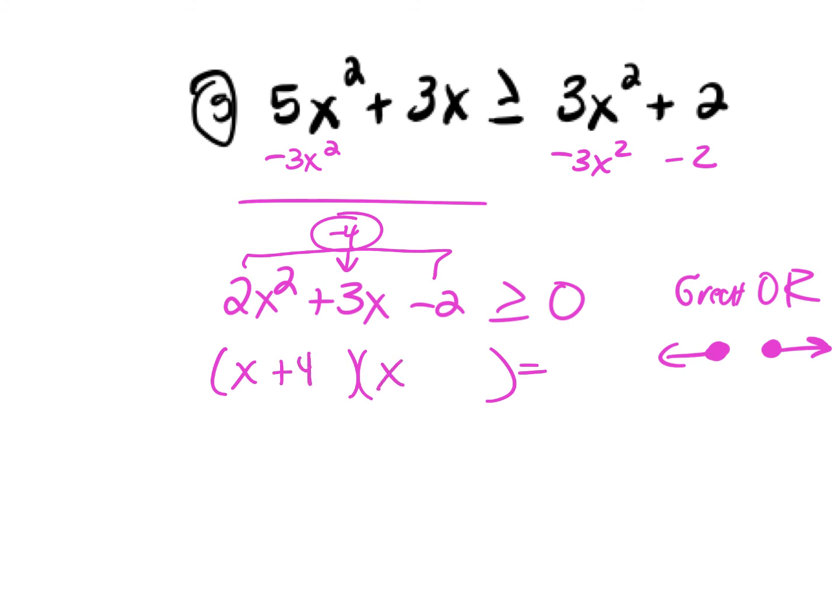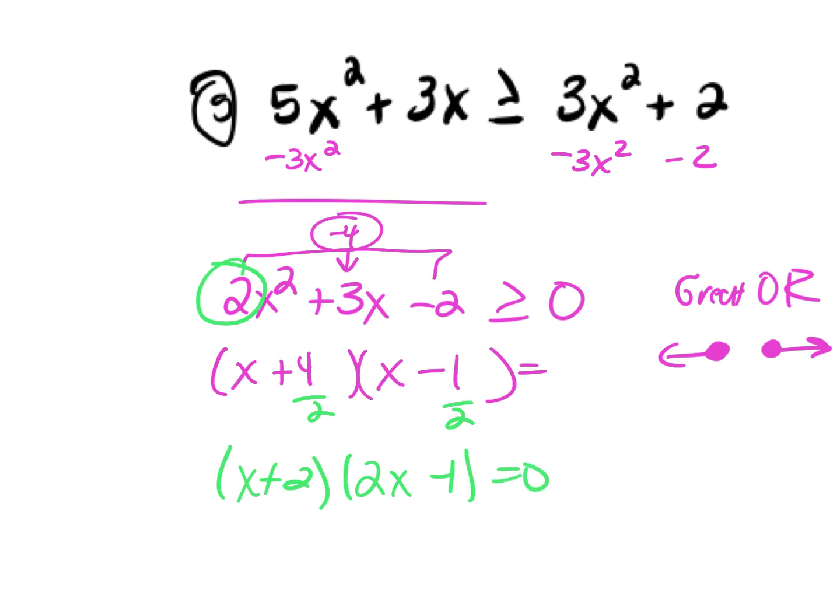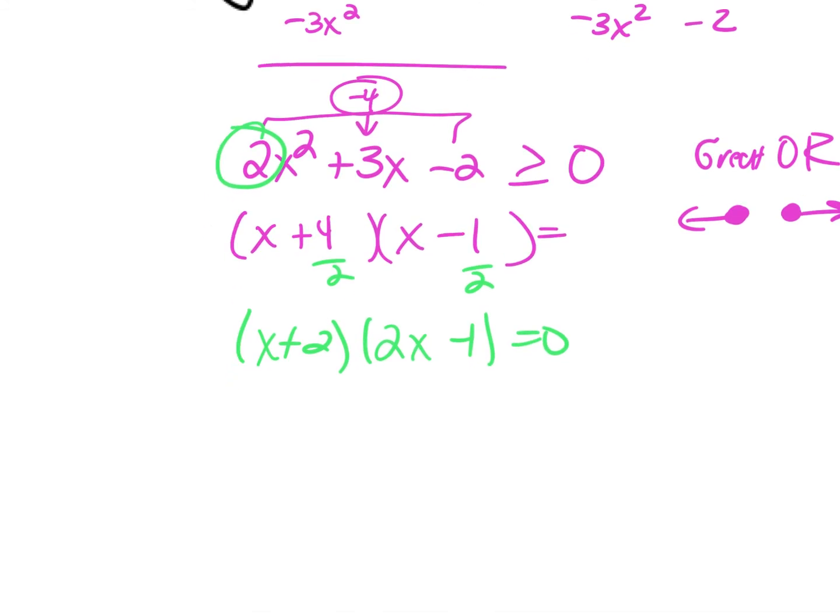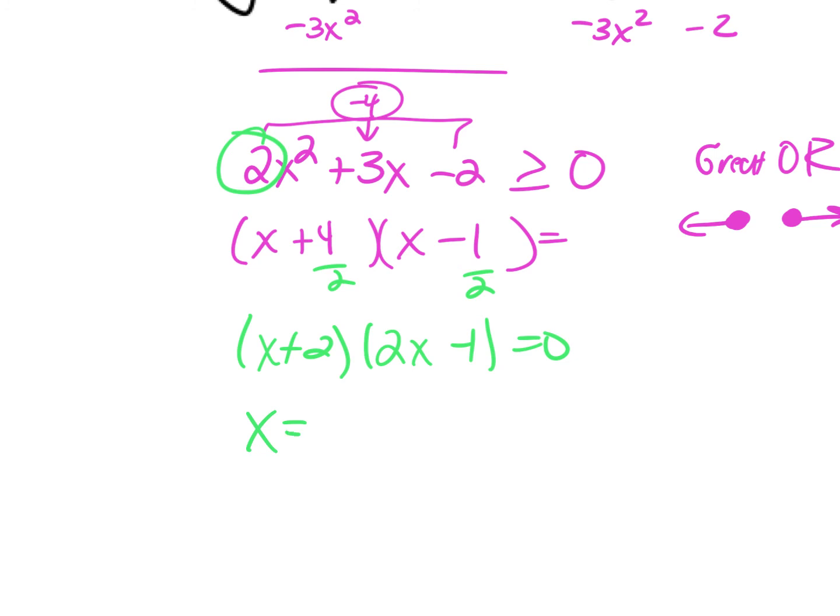+4 and -1. Now my A term is not 1, so what do I do with it? Divide both factors by 2. So this becomes x plus 2, and this becomes 2x minus 1 equals 0. So I have two boundaries. I have 2 points I have to put on my number line. One's going to be at -2, and the other one's going to be at +1/2.